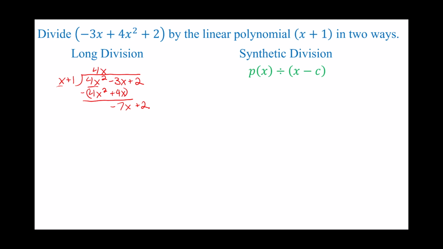Now, what times x is negative 7x? That would be negative 7. And then we multiply negative 7 times x plus 1. So negative 7 times x is negative 7x. Negative 7 times 1 is negative 7.